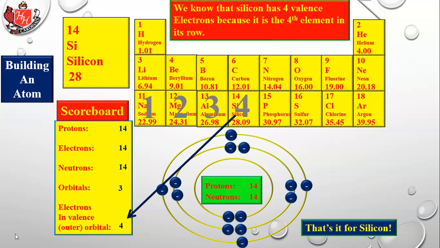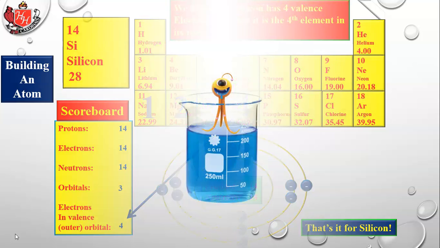So that's it for silicon. That's how you diagram an atom. I'll have you practice that with some other atoms. But more importantly, it's teaching you how to read the periodic table, and it's giving you greater insight into why the periodic table has the shape that it does.